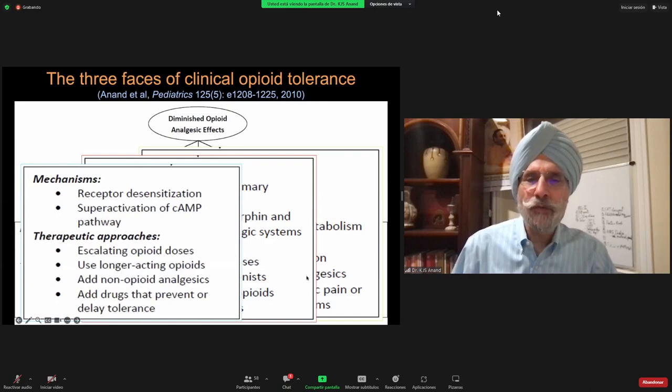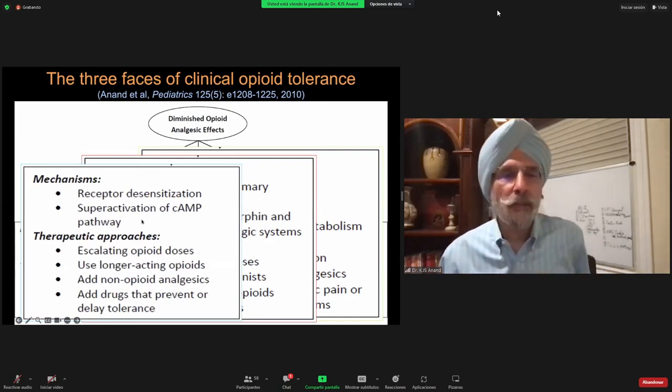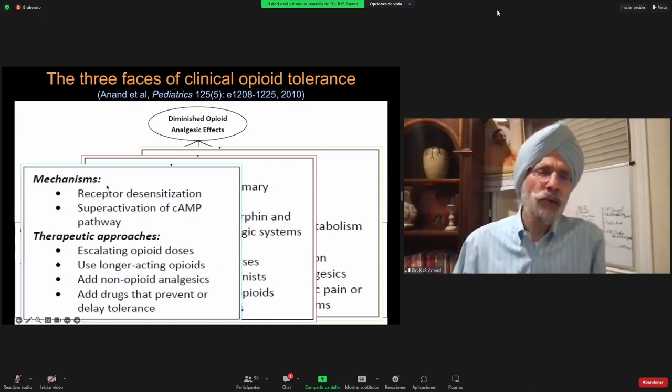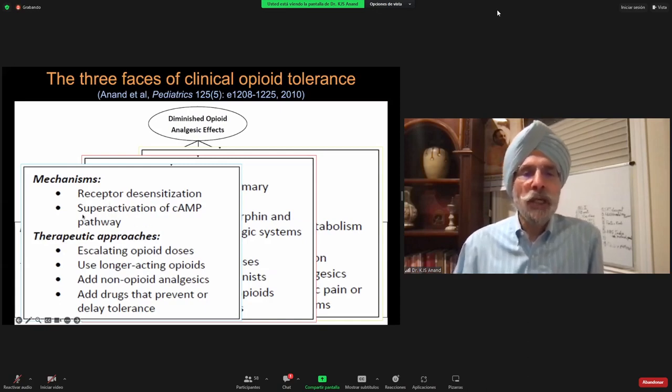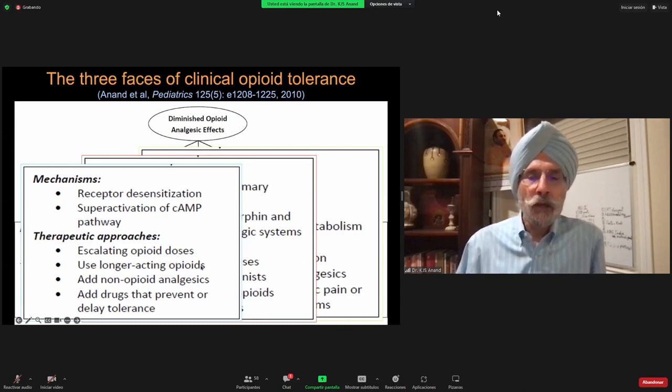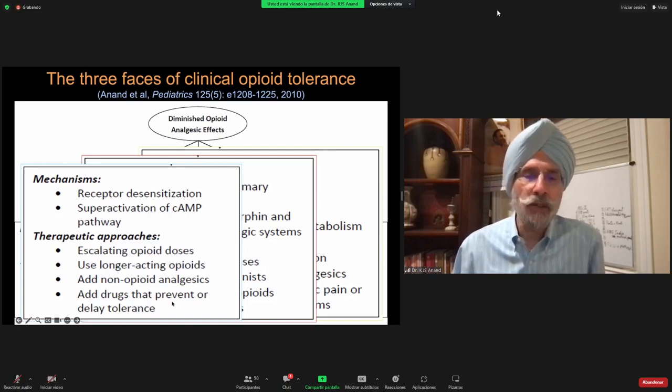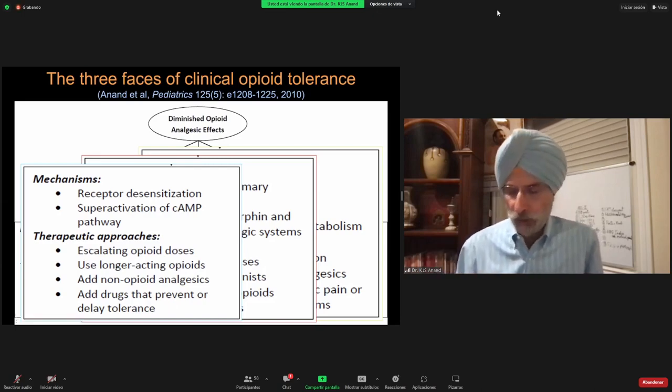And then finally, if you've excluded these two, this is when we can say this is opiate tolerance, which is basically dependent on 2 different pathways. One is desensitization of the opiate receptors. The other is superactivation of the cyclic AMP pathway within neurons. So the therapeutic approaches here could be escalating opiates, longer-acting opiates, adding non-opiate analgesics, or trying drugs that can prevent or delay opiate tolerance.